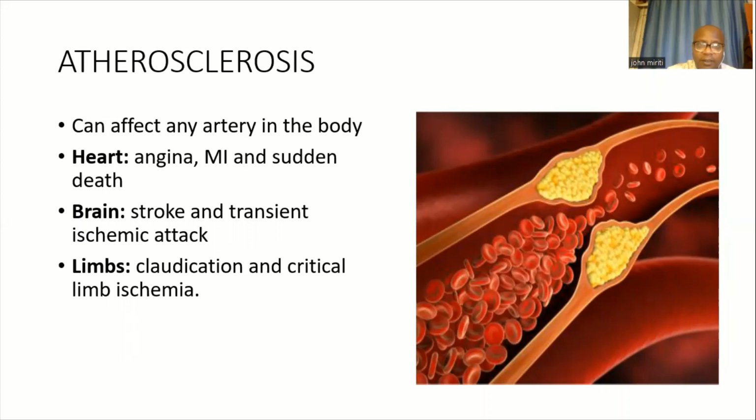So in the heart, myocardial infarction can cause sudden death. In the brain, it is associated with transient ischemic attack, and in the lower limbs, it can cause chronic and critical limb ischemia. It can all cause what are called peripheral vascular diseases. That means there is impaired supply to the distal extremities, most commonly the lower limbs, because of this obstruction.